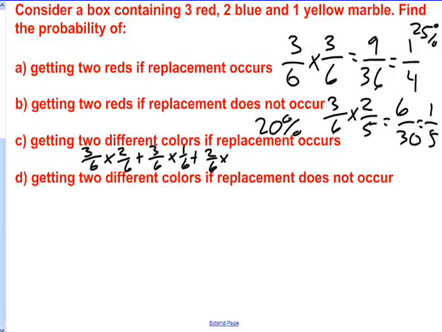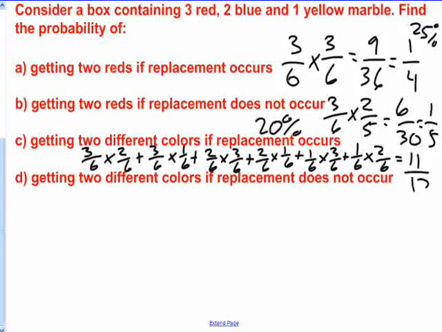which was drawing my first blue one, times a 3 over 6, which was my red, plus a 2 over 6 drawing blue again, and then times a 1 over 6, which is my yellow, plus a 1 over 6, drawing yellow first, times a 3 over 6, which is drawing red, plus 1 over 6, drawing yellow first again, but this time drawing blue. All right? Seems like a lot of work, but if you multiply that all out, you end up getting 11 over 18. So that is drawing with replacement.